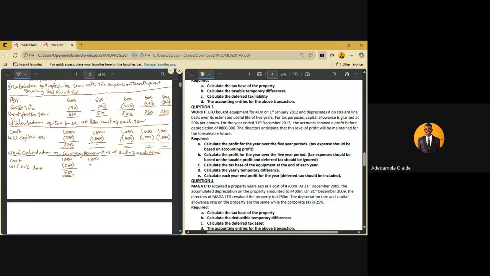Cost in the second year is 1 million. Accumulated depreciation will be 400,000. That gives 600. Cost in the third year, 1 million. Accumulated depreciation 600. That will give us what? 400.